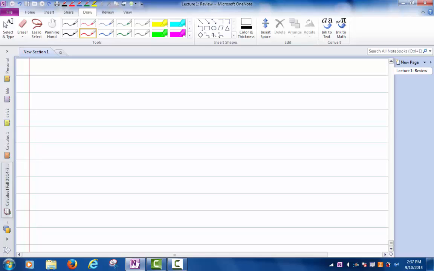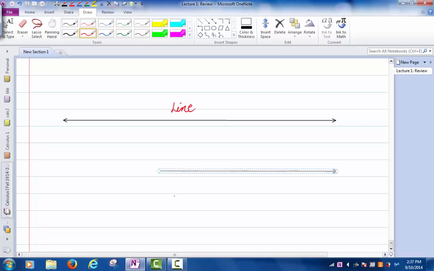First of all, does anyone remember what a line is? Well, a line extends to infinity in both directions, right? So that's a line. What is a ray? A ray means it's a half line. In other words, it extends to infinity in one direction. It has a tail. That's what I'm going to call a tail. This is a ray.